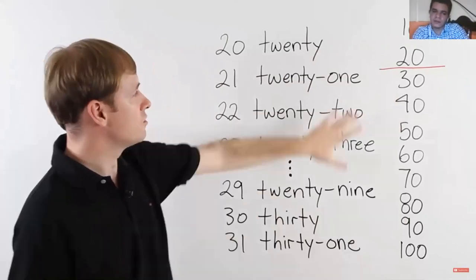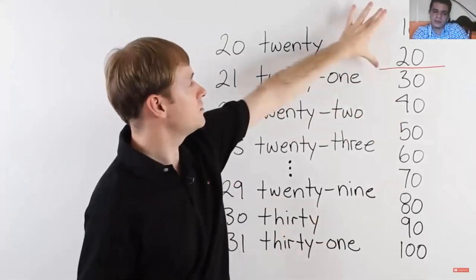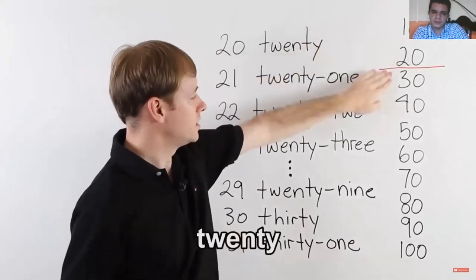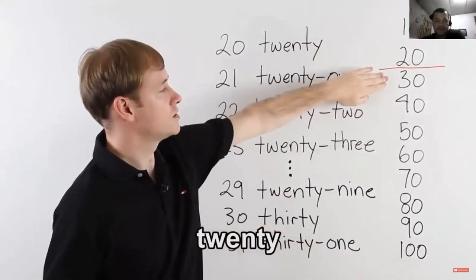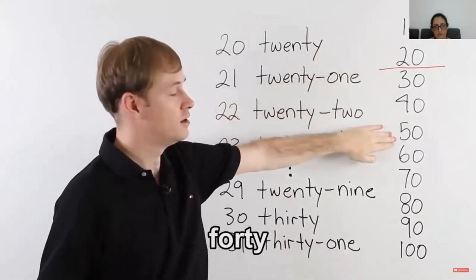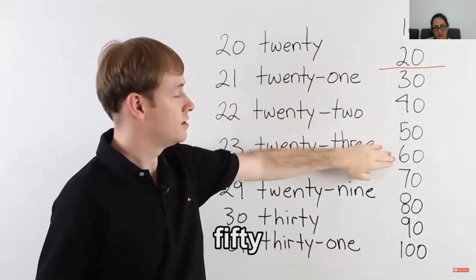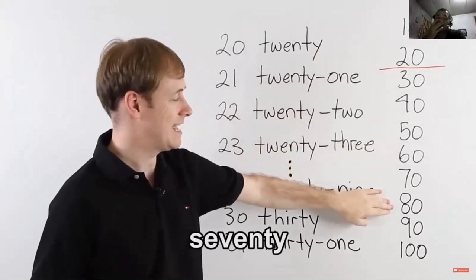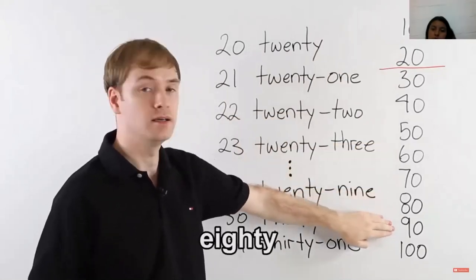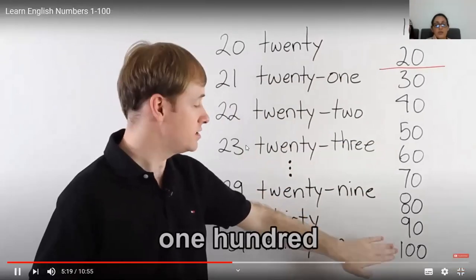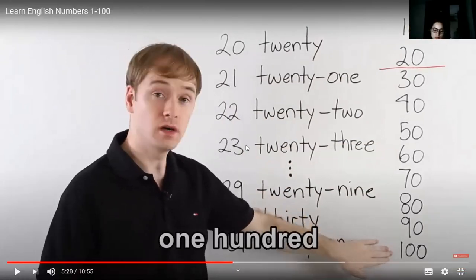So let's just focus on the tens right now. Now the first two, we already know. We know 10 and 20. Now let's take a look at these. So of course, 30, 40, 40. 60, 70, 70, 80, 90, 90. Okay, this is 100. Exactly.